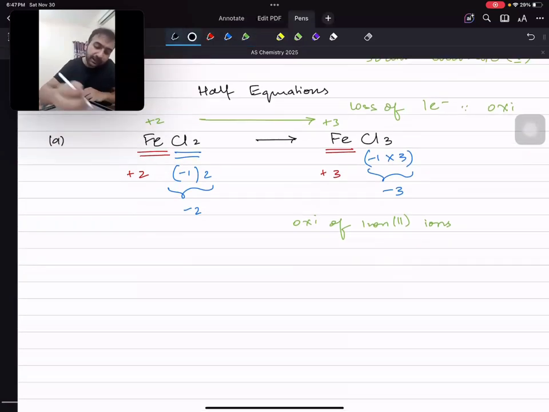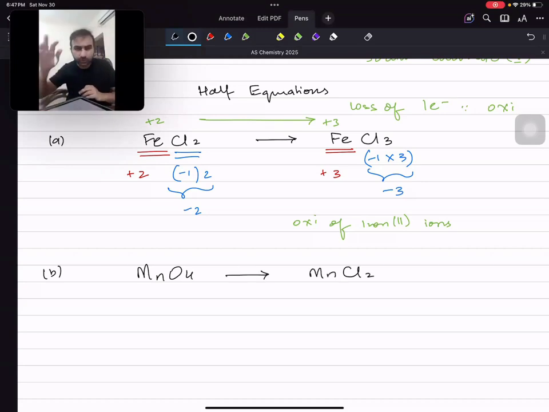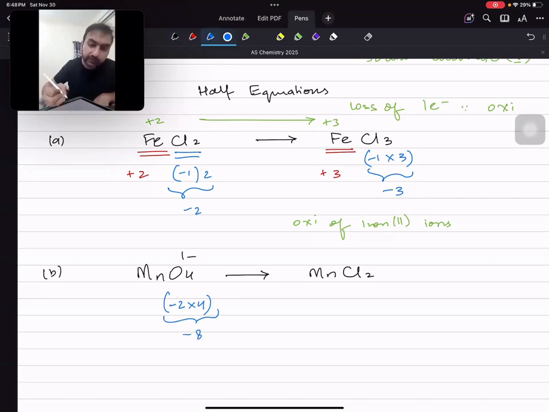Another example we have with us, maybe manganate, a very common example. MnO4 minus is turning into MnCl2 through some equation. I'm not talking about what the reactants are. It's not balanced. I'm just telling you that this is happening. So MnO4 had a 1 minus charge on it, and MnCl2 is a compound. I know this for sure that there are 4 oxygens, so minus 2 times 4, which means minus 8.